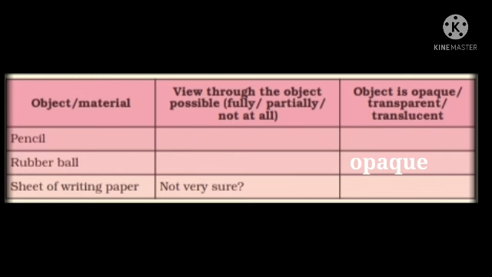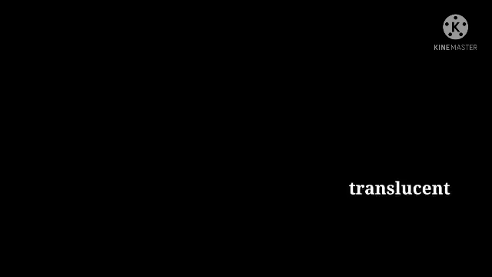Next, third one. What about the writing paper? Is the writing paper viewed fully, partially or not at all? It is partially, which is nothing but a translucent object.